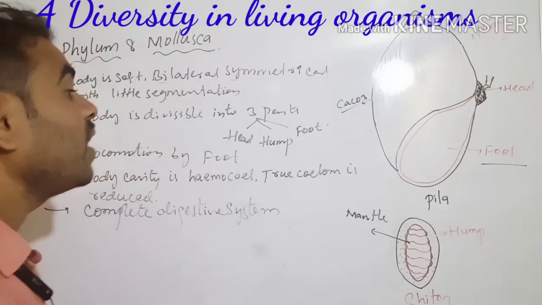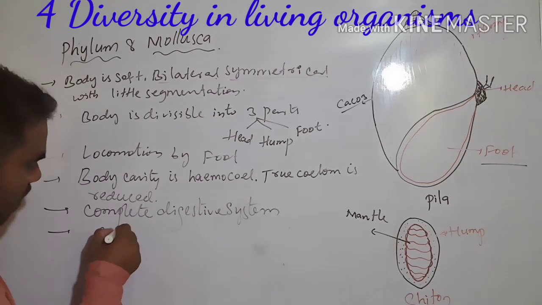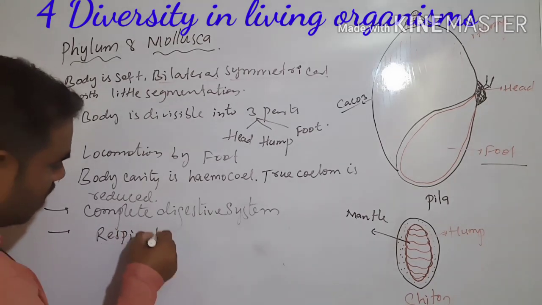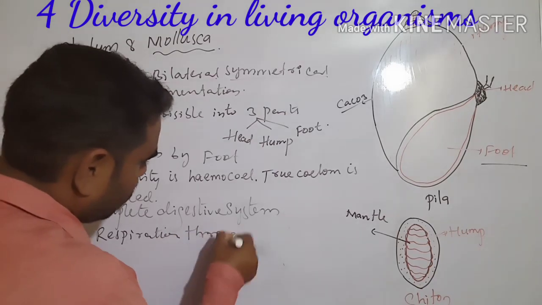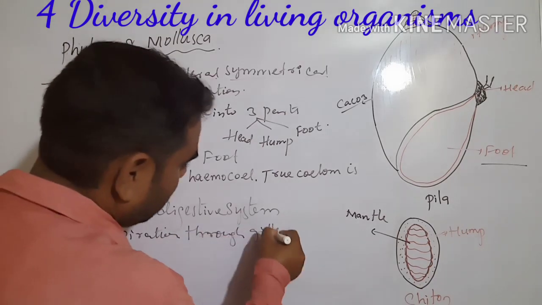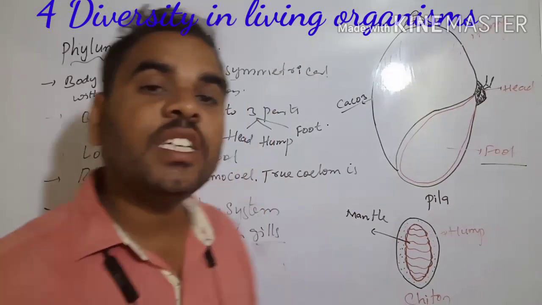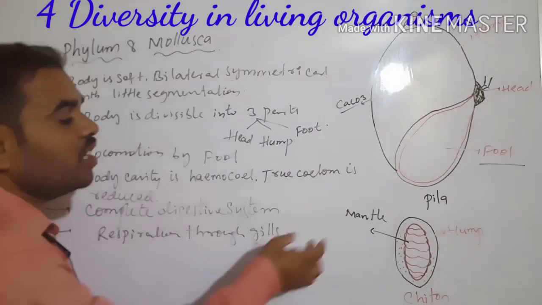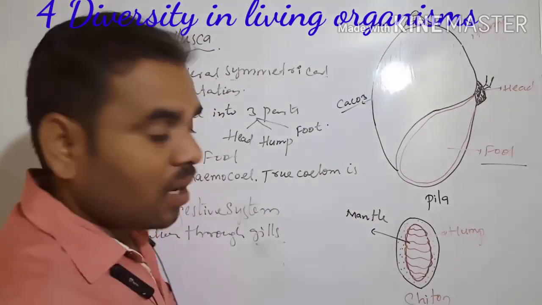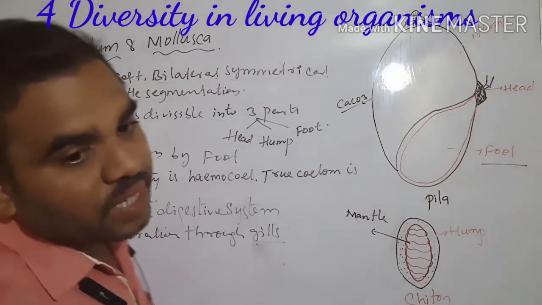Respiration is through gills. Mostly aquatic animals respire through the gills. Terrestrial animals respire through the mantle.